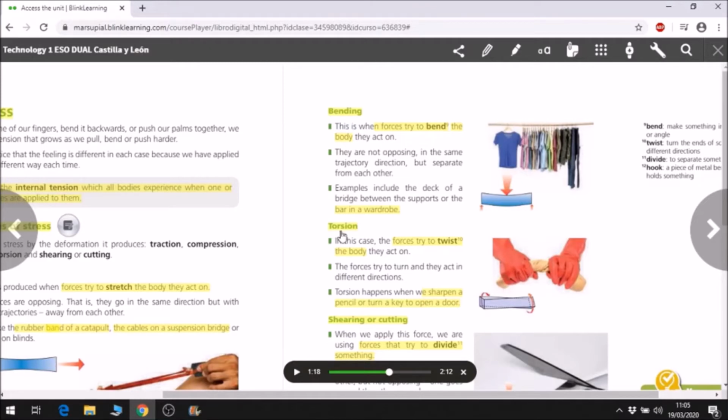Next one, torsion. In this case, the forces try to twist the body they act on. Twist means retorcer, like in this picture. When you try to dry a cloth, you are twisting it. Other examples, when we sharpen a pencil or when we turn a key to open a door.